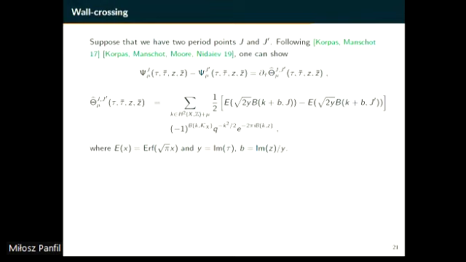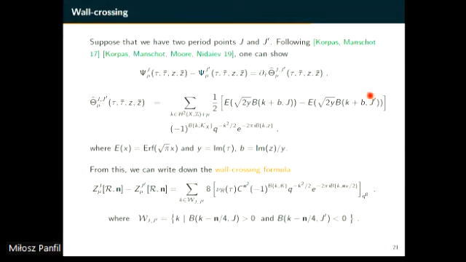So I will mention something about the wall crossing, because we are focusing on the b2+ equal to one example. Suppose that we have two period points, J and J prime. Following what is done in this paper, it is possible to show that the integrand of this theory can be written as a total derivative of some non-holomorphic function, where that non-holomorphic function is written in the following way. This E is essentially the error function, and Y is the imaginary part of tau, and B essentially encodes the imaginary part of the flux N that I just mentioned. And this includes the non-holomorphic dependence on tau and Z, okay?